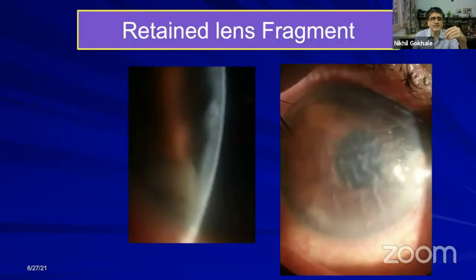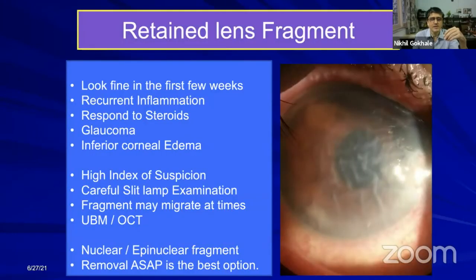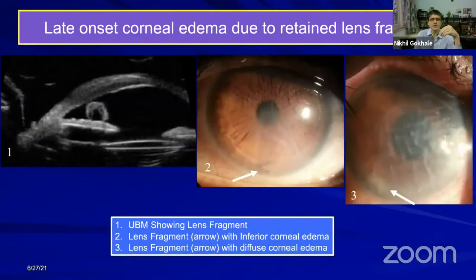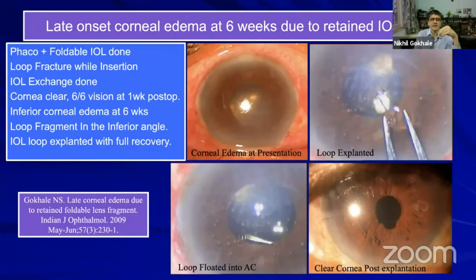So I'll show you a few cases in practice. A retained lens fragment, you need to have a high index of suspicion. They do well in the early few weeks, but then start getting recurrent inflammation, raised pressure. And if in doubt, do gonioscopy, slit lamp examination, UBM and OCT, and you need to remove them as early as possible. UBM has the advantage of showing you not only the fragment, but also the mobility of the fragment.